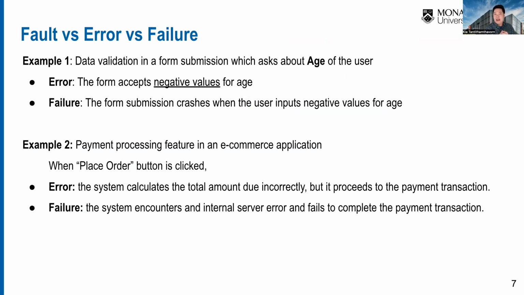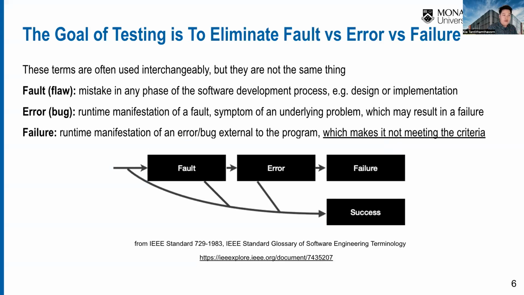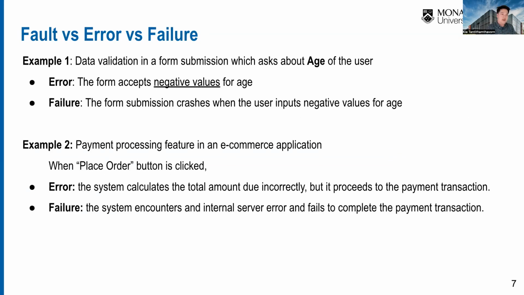So a few more examples. When we talk about data validation in the form submission, which asks about the age of the users, what could be the potential fault, error, and failure? We talk about error and failure here. The error could be if the form accepts negative values of the age. Age should be at least 0 to something, let's say 100 or 120 years old. So that's the error.